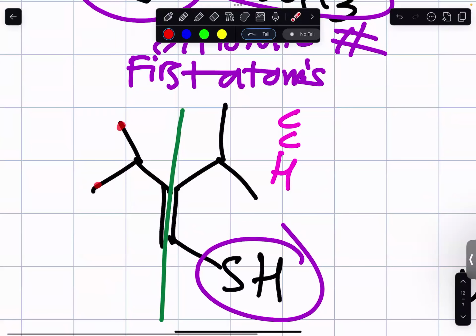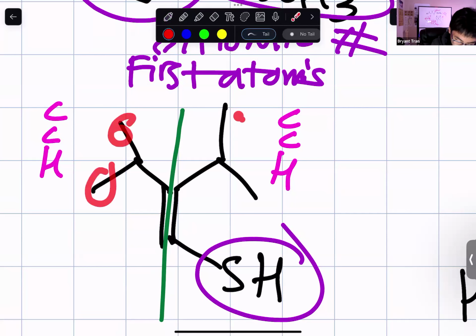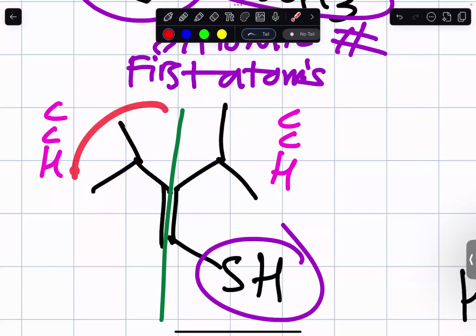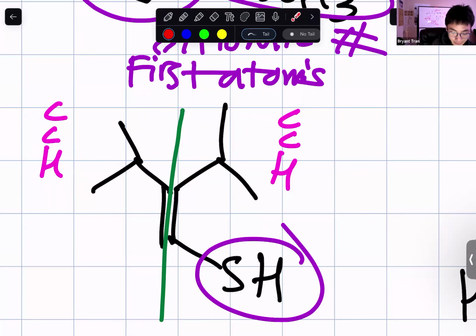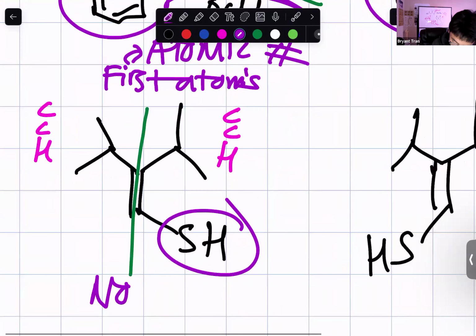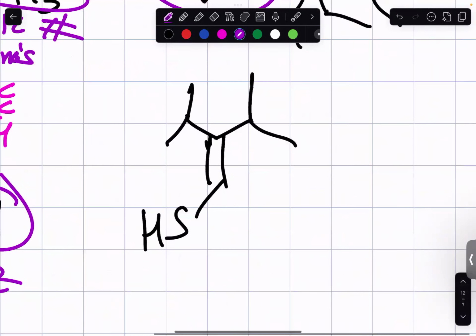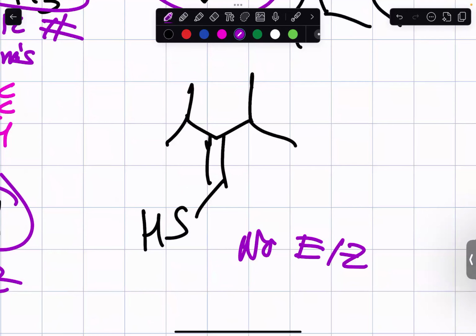2 carbons, 1 hydrogen. Same as for this one here, 2 carbons, 1 hydrogen. So they're basically attached to the same group, right? And you notice how these are the same groups? Can we assign which one's a higher priority, or are they the same? They're the same, so we cannot assign E or Z here. No E or Z. Oh, okay. Same as for this one, right?